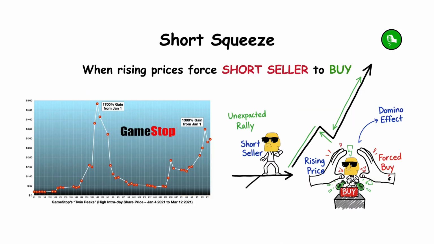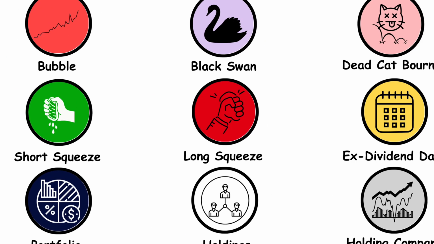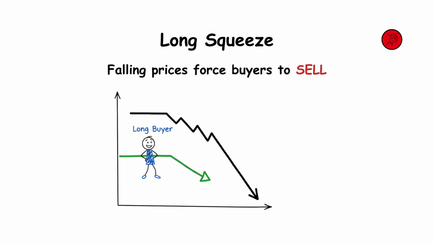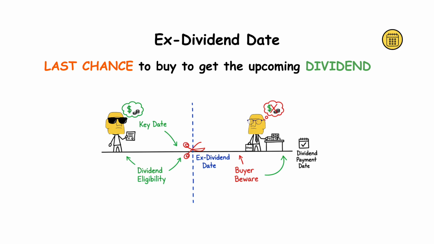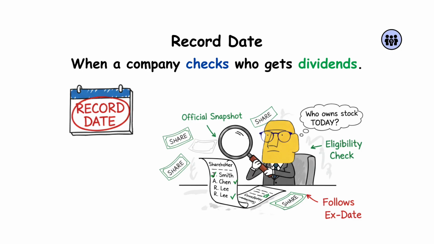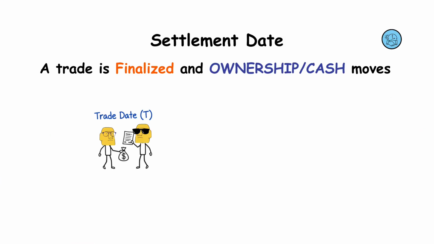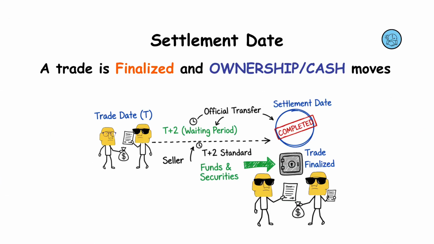Short squeeze. A short squeeze is when rising prices force short sellers to buy. Long squeeze. A long squeeze is when falling prices force buyers to sell. Ex-Dividend Date. Ex-Dividend Date is the cutoff to qualify for dividends. Record Date. Record Date is when a company checks who gets dividends. Settlement Date. Settlement date is when a trade is finalized and cash moves.